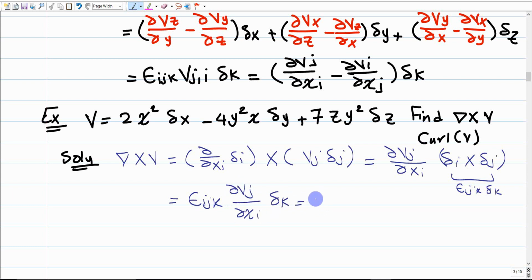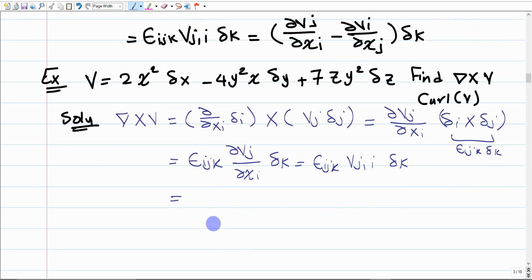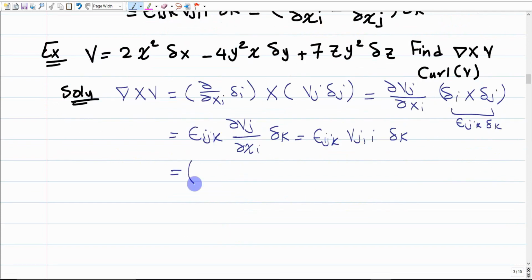I can write this as epsilon ijk Vj comma i delta k, and in case you are interested in getting rid of the epsilon, you have to use two terms subtracted in this way. So we have here k, and what comes after the k you switch. So we have Vj comma i negative Vi comma j, because what comes after the k is i, then j, and here ji switch.